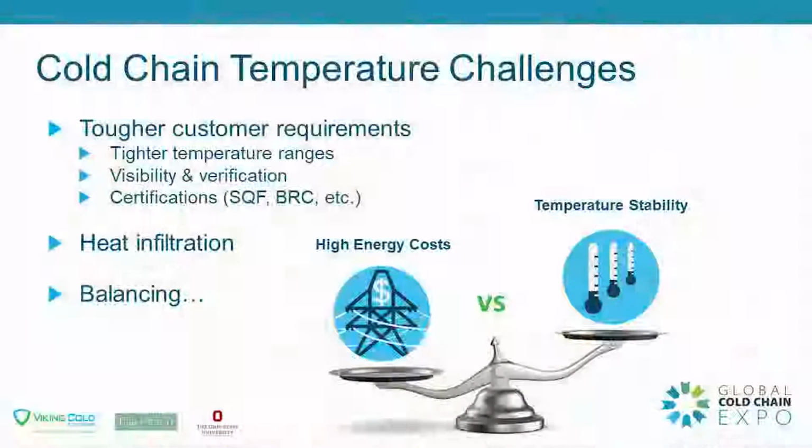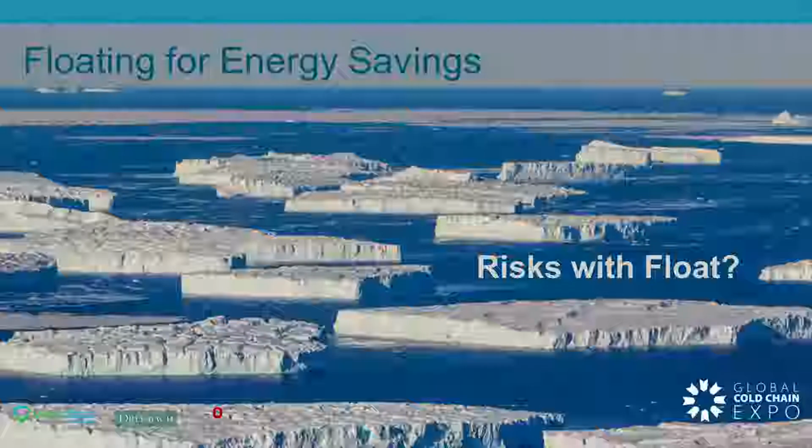Part of that balancing act is managing high electricity costs while maintaining that quality and integrity of the food product and keeping stable temperatures, which equate to that quality. So floating for energy savings. There's also a term that the industry uses, which is flywheeling. What are the risks associated with floating?